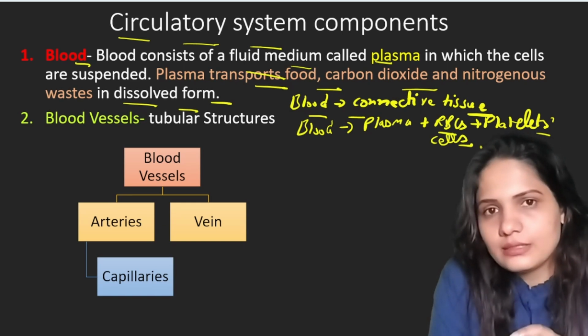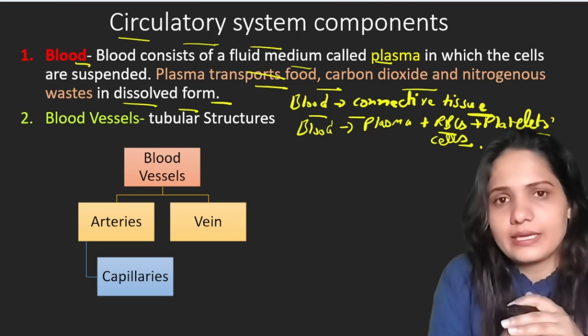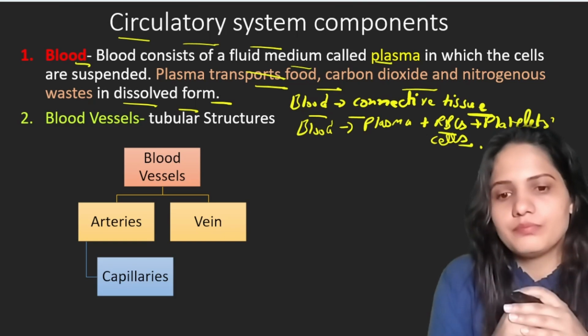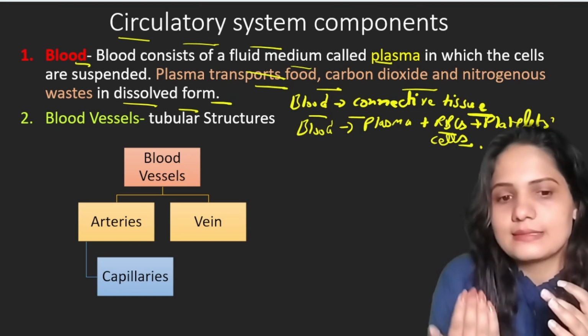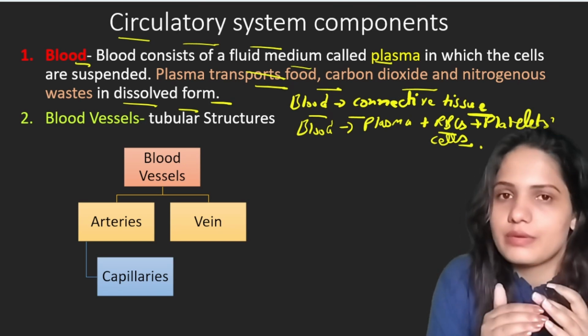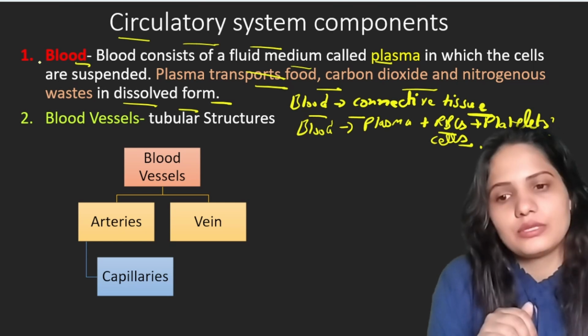Will that be all right? Yeah, obviously that will be perfect, because plasma is a component of blood. So here we will say that blood transports food, carbon dioxide, and other nitrogenous waste throughout the body. This was the role of blood.